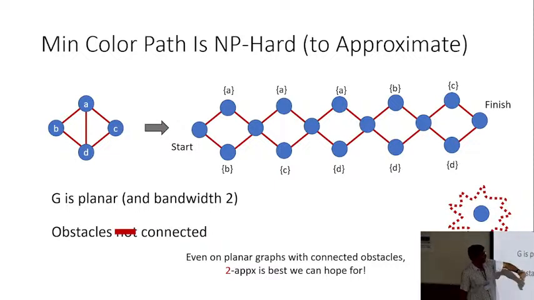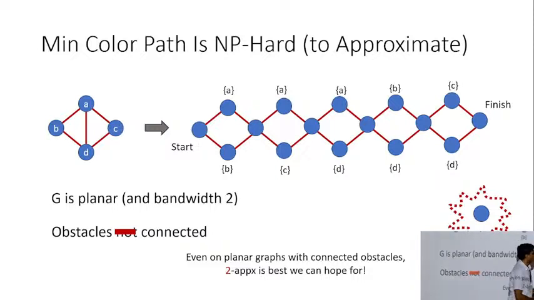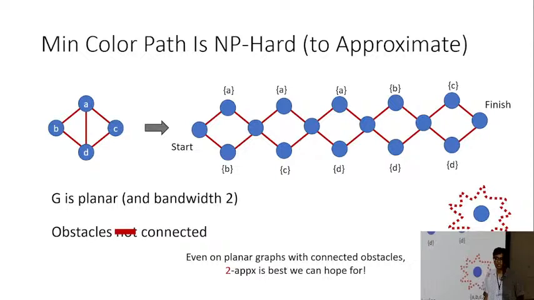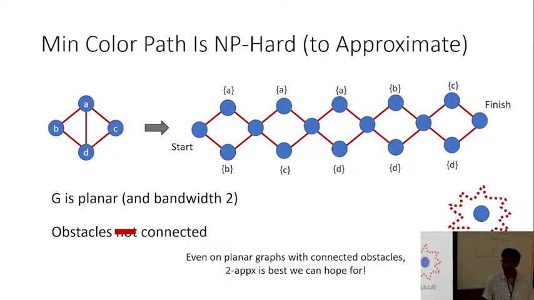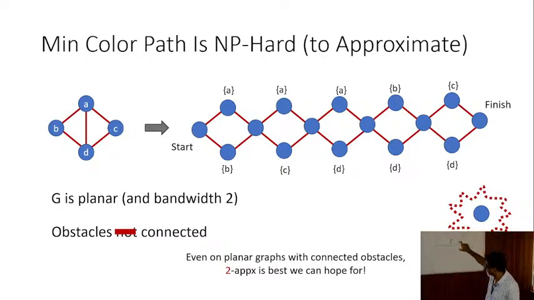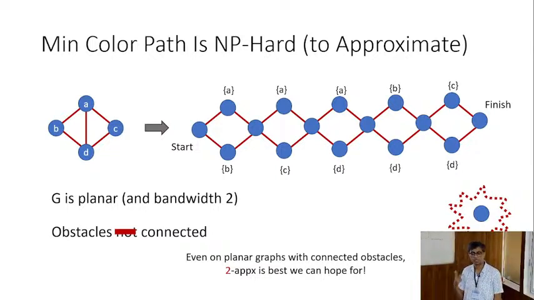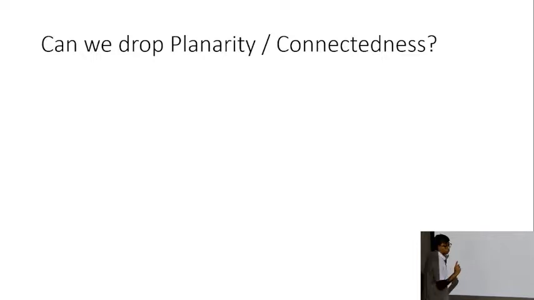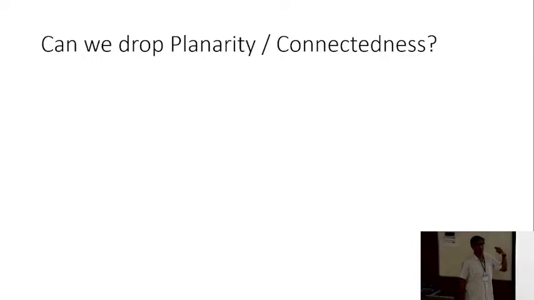Why? Because this is a planar graph, because you can take this and connect it without crossing. So this is a planar graph. It is not as simple a graph, but it's still a planar graph. Obstacles are connected, and you cannot do anything better than 2 minus epsilon. Okay, so now there are two questions. Can we drop planarity or connectedness?